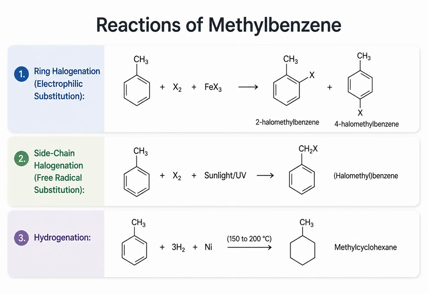The reactions of methylbenzene depend entirely on your conditions. If you use a halogen with an iron(III) halide catalyst, the methyl group directs the incoming halogen to the ortho and para positions on the aromatic ring. But if you use sunlight or UV light instead of a catalyst, a free radical substitution occurs exclusively on the methyl side chain, forming halomethylbenzene. Like benzene, the ring can also be fully hydrogenated using a nickel catalyst at high temperatures.